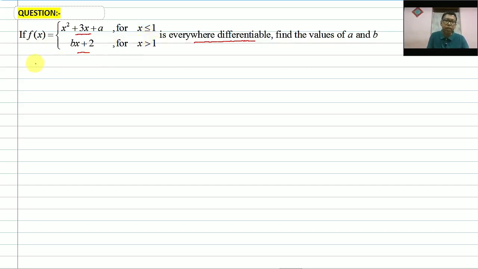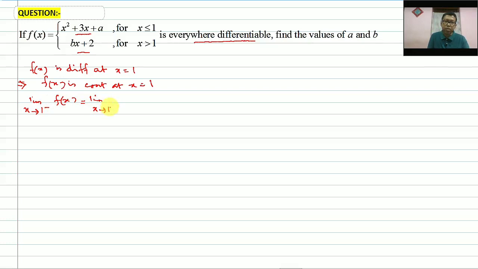Now last day we have discussed a theorem. What was the theorem? If f of x is differentiable at a given point, here the point is x is equal to 1, then obviously it implies that the function f of x is continuous at the point x is equal to 1. Last day we discussed it, and you should see that video, otherwise this will not be clear. I have given a link in the description. So limit x tends to 1 minus of f of x is equal to limit x tends to 1 positive of f of x is equal to f of 1.